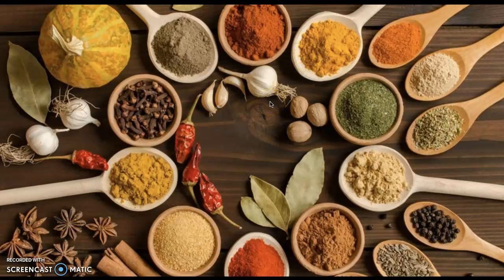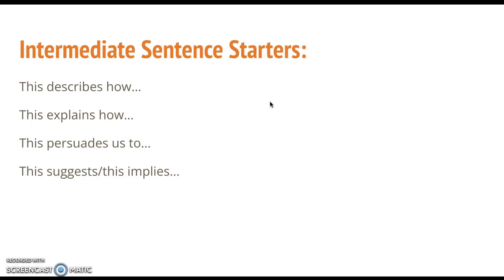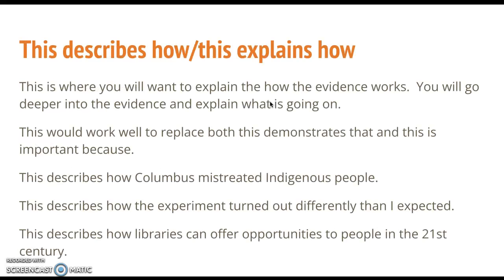If you want to get into writing spicier papers and papers that have more complex flavors and have more going on, then these are the intermediate sentence starters that I'd want you to use. Okay, so let's look at a few of these. The first ones would be this describes how, this explains how, this persuades us to, this suggests, or this implies. So if we were to use this describes how or this explains how, this is where you want to explain how the evidence works. You will go deeper into the evidence and explain what is going on. This should work well to replace both. If you were to use this demonstrates that, this is important because this basically combines them into one and allows you to use other ones later.